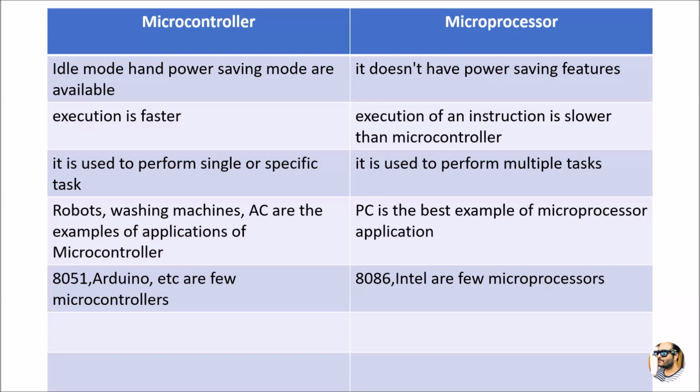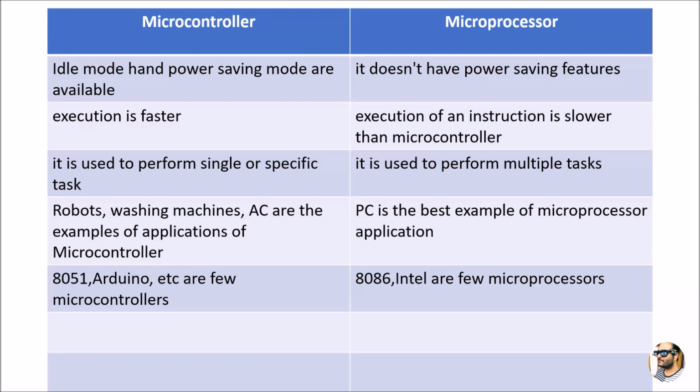The best examples of microcontroller use are robots and home appliances, which are specially designed to do a particular task or perform a particular operation. For this, microcontrollers are used. Coming to the microprocessor, the PC is the best example of using a microprocessor.